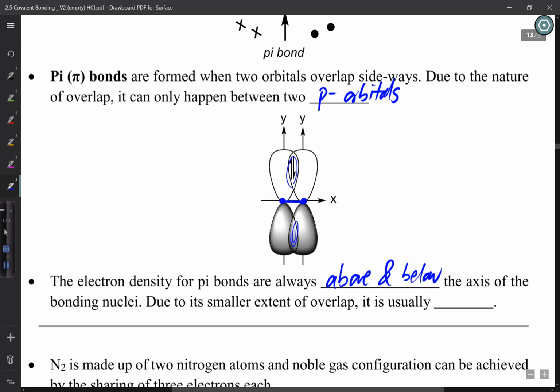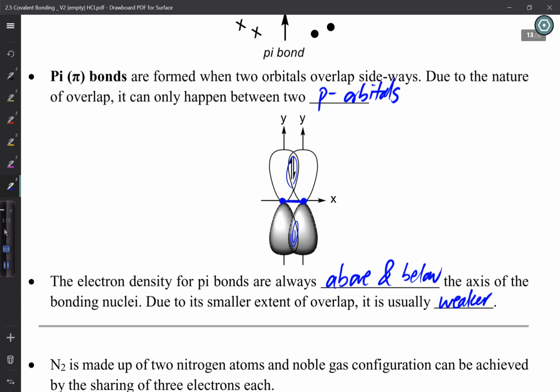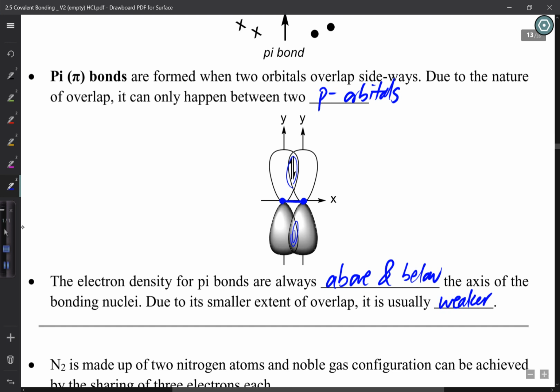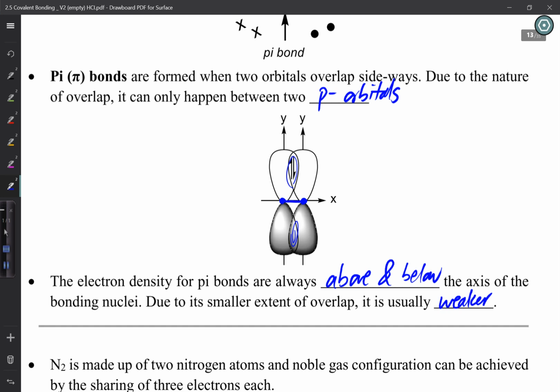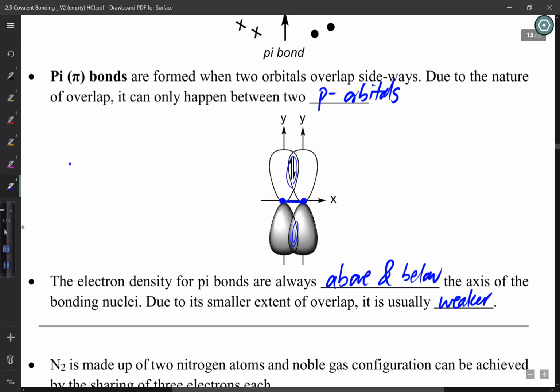And due to its smaller extent of overlap, it is usually what we call weaker. Same thing, you can think of it in terms of a car crash. Head-on overlap has more impact than sideways, right? Now, why do we say that the extent of overlap is very small? Because for head-on overlap, there's a lot of area that you can overlap with. Alright? But for sideways overlap, even though I draw that the area is very big, that overlap is actually very, very small.